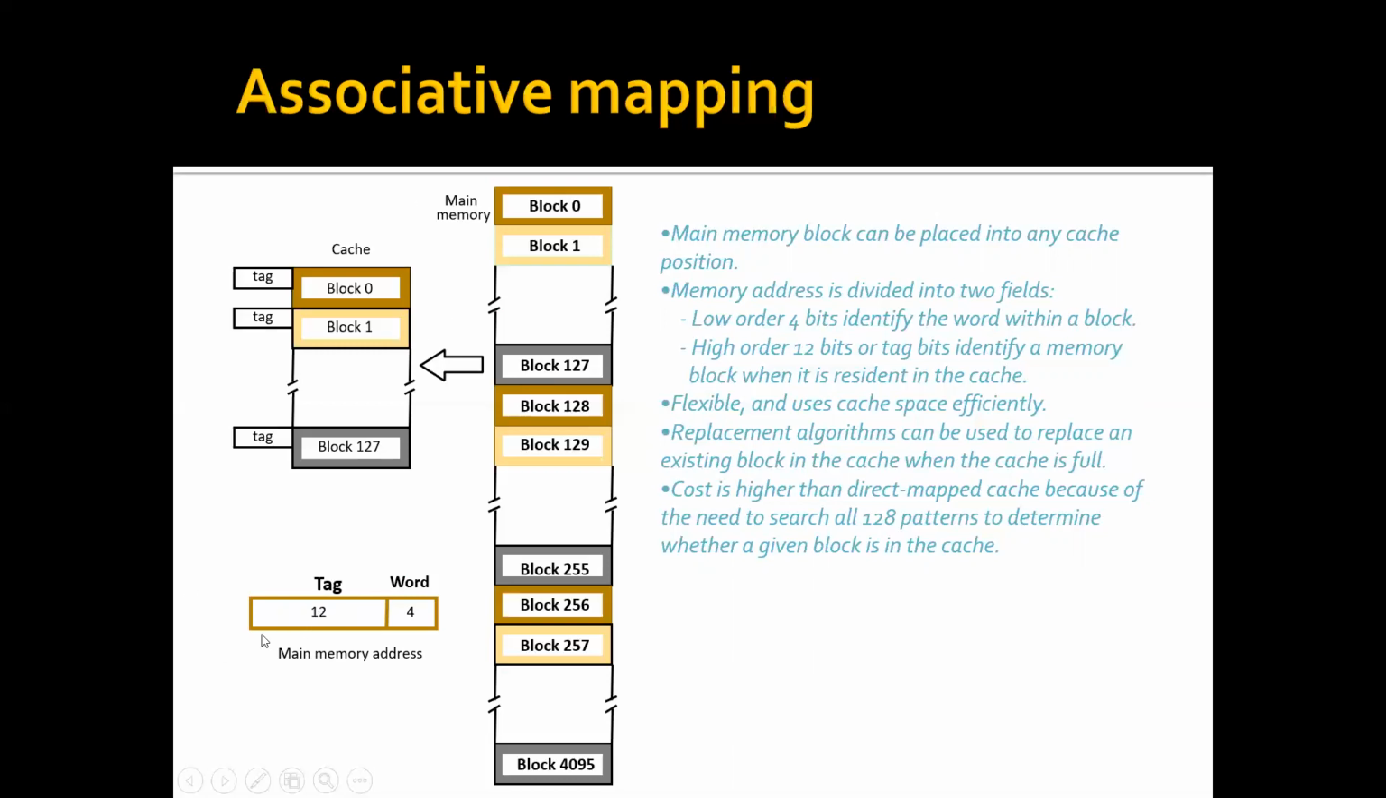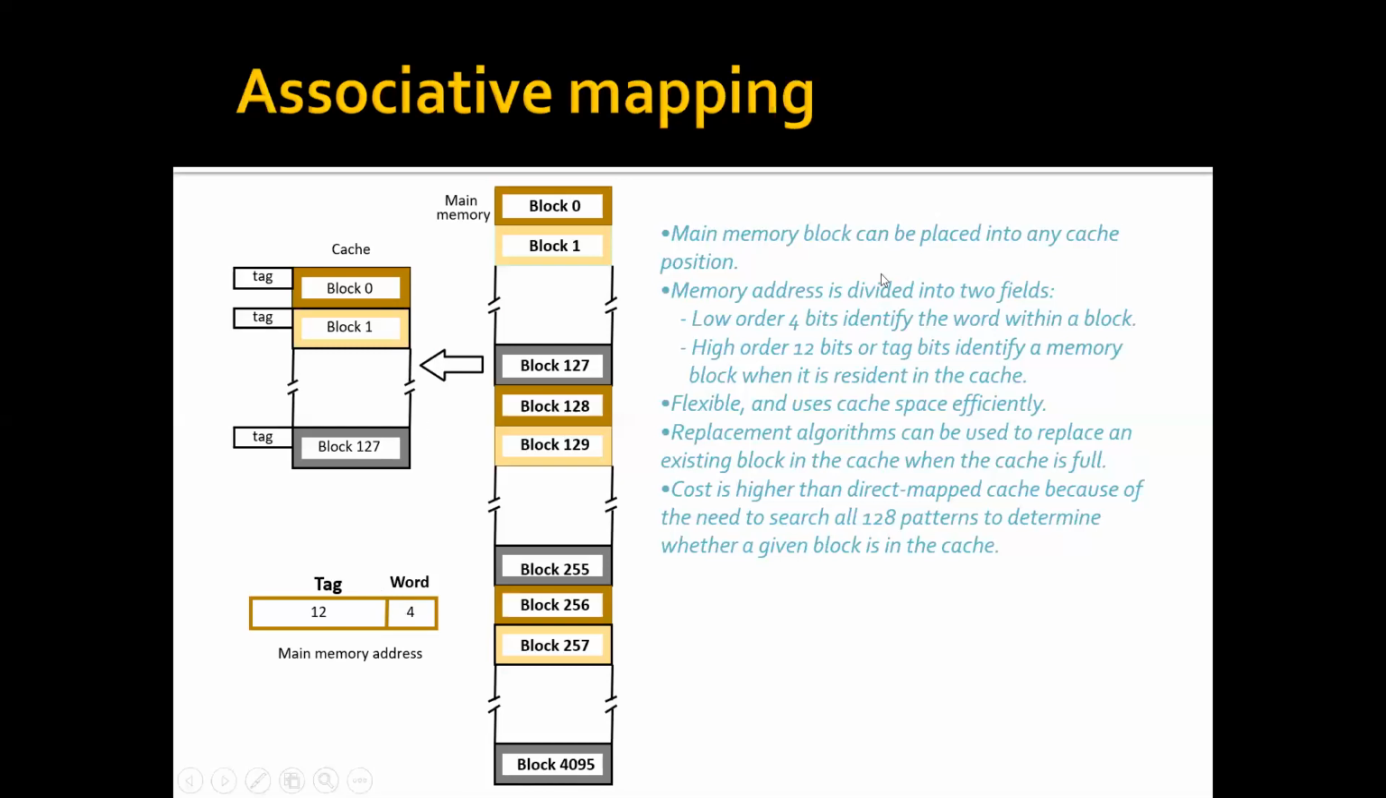Now, the address generated by the processor has only 2 fields: one is the word field, another is the tag field. The word field is the number of words in a block. There are 16 words in a block, therefore it is 4 bits. The rest of the bits are used as tag bits, because there are 2 to the power 12 blocks in the main memory. The processor generates a 16-bit address. To search inside the block, we require only these 4 bits. The rest of the 12 bits will be used for comparing with each of the cache entries when present.